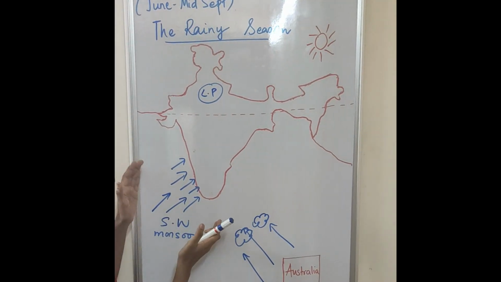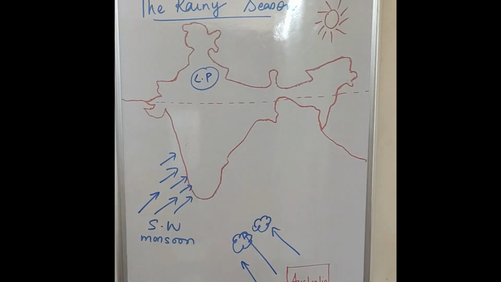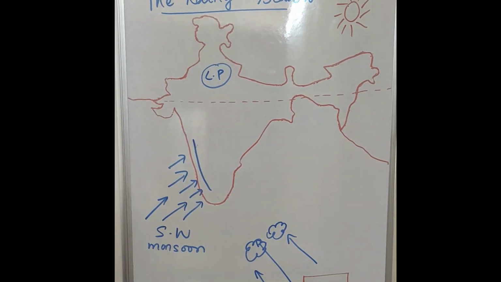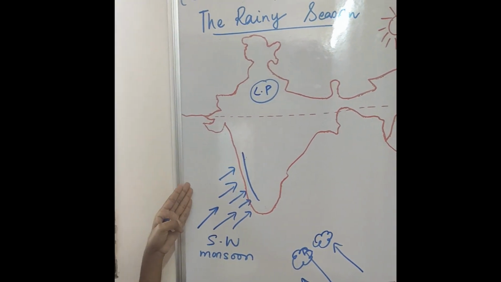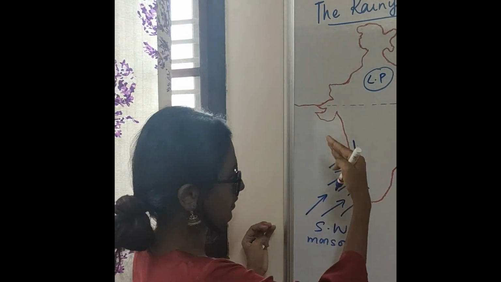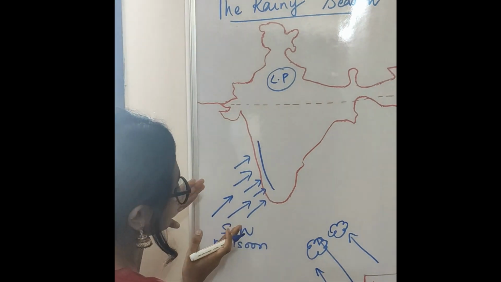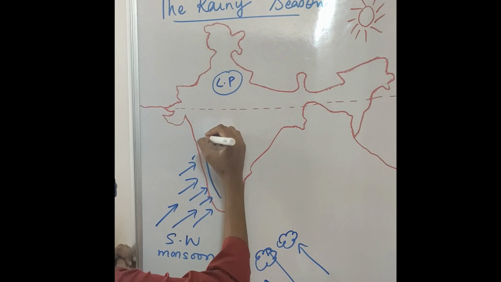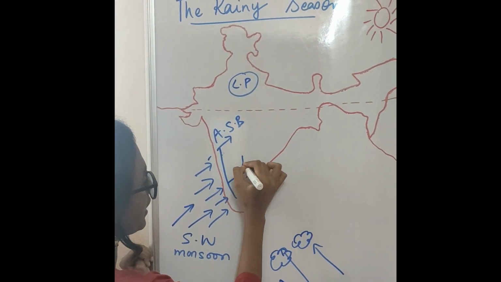Now these moisture-bearing winds first hit the Western Ghats. These are very strong winds, blowing at an average velocity of 30 km/h. So when they hit the Western Ghats, because they are pretty tall, the monsoon is going to split into two branches. One is the Arabian Sea branch, one is the Bay of Bengal branch.